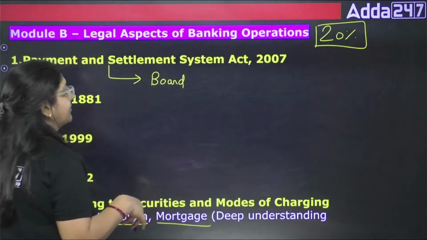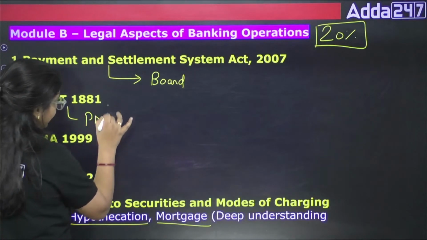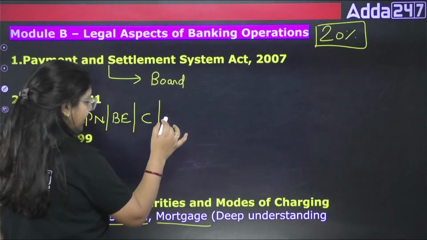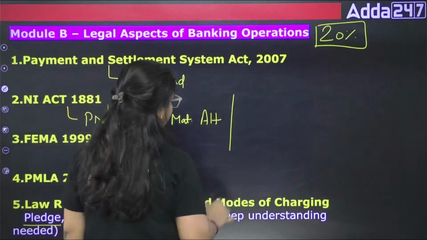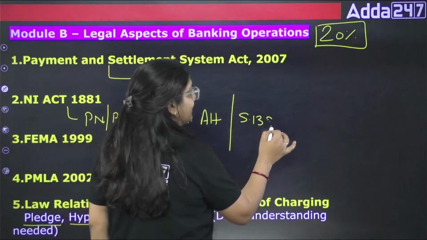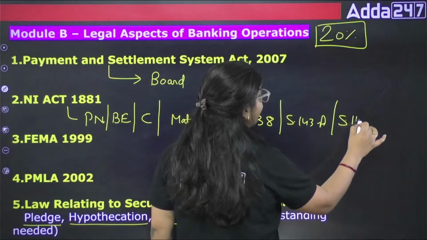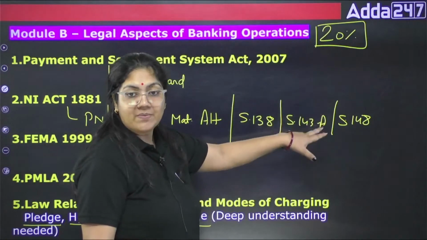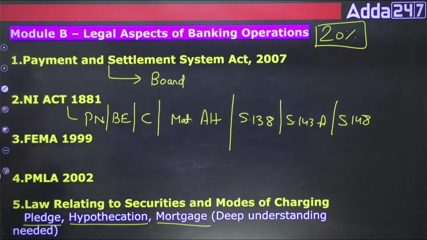Then in the Negotiable Instruments Act, guys, the promissory note, bill of exchange, and cheque. Material alteration is an important topic. Then section 138, section 143A, and section 148 are important. 148 is the appeal, 143A is the interim compensation, and 138 is dishonor of cheque. So these are the important topics of the Negotiable Instruments Act.